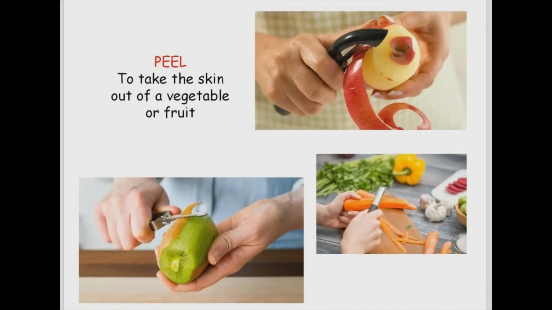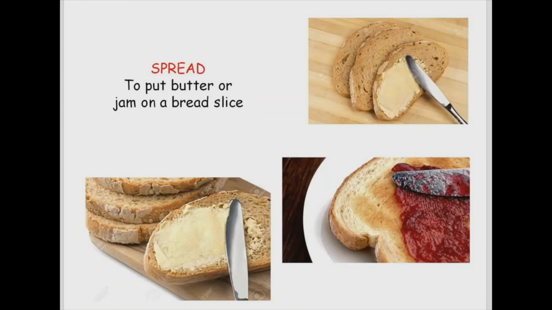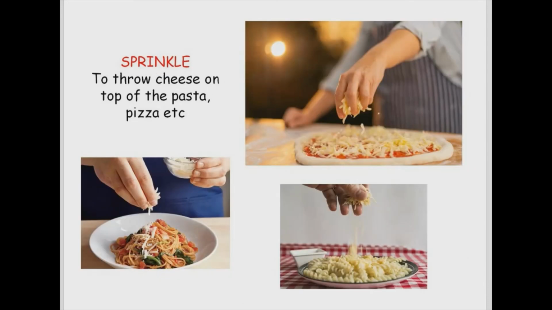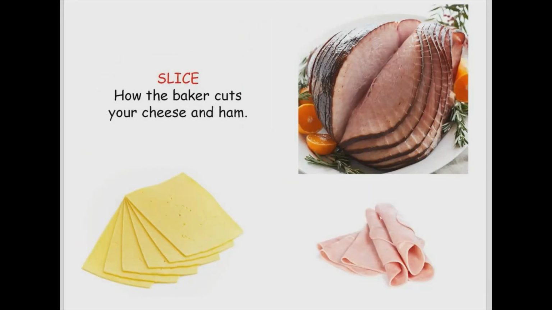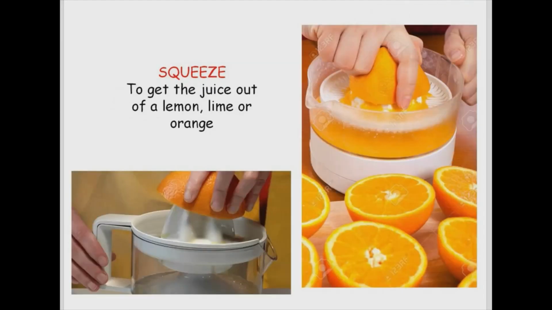Peel. Take the skin out of a vegetable or fruit. Spread. Put butter or jam on a bread slice. Sprinkle. Throw cheese on top of the pasta, pizza, and others. Slice. How the baker cuts your cheese and ham. Squeeze. Get the juice out of a lemon, lime, or orange.